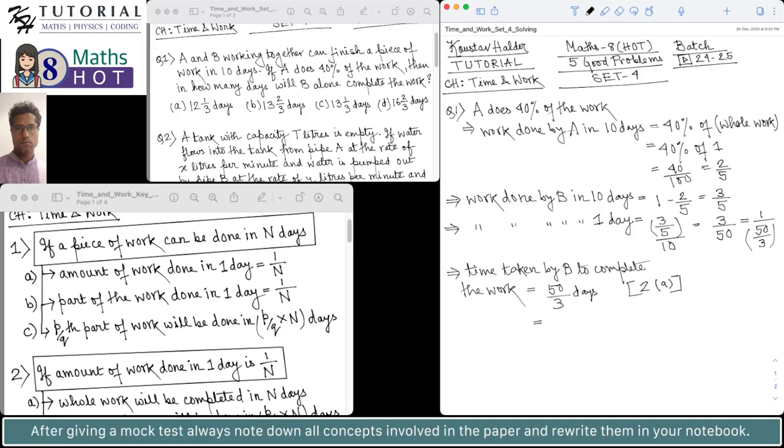50 by 3 when expressed as a mixed fraction, because in the options all the options are given as mixed fractions, this will be, I guess, 16 and 2 by 3 days. So the correct choice is D. D is the correct choice. While I am solving the problem, you can pause the video and take a screenshot.